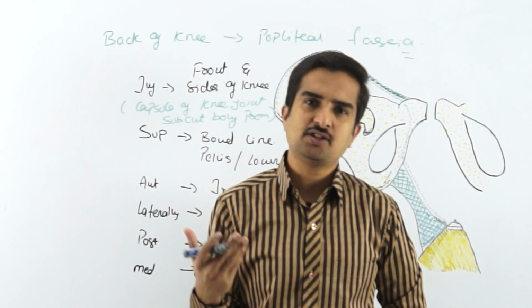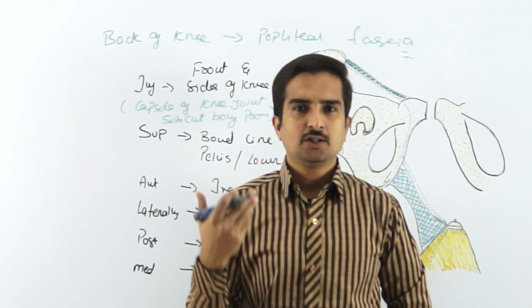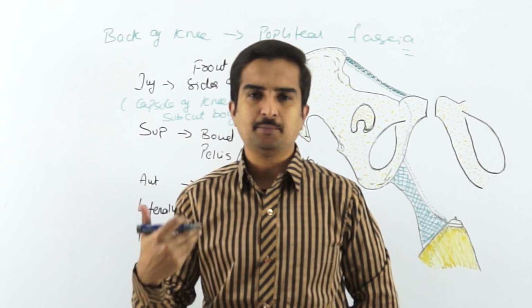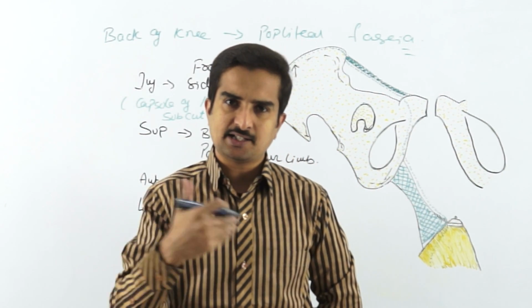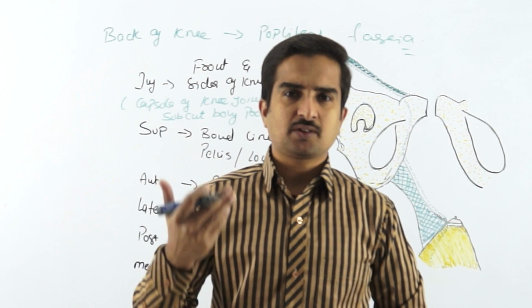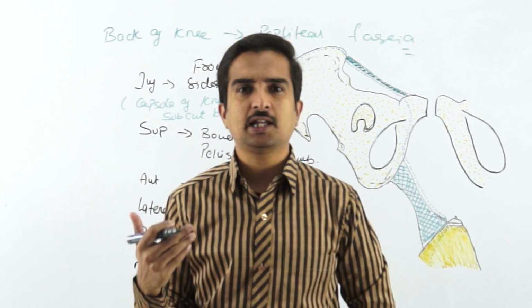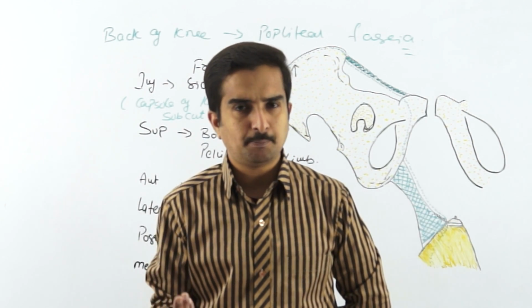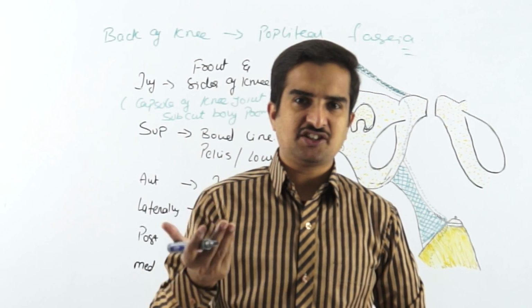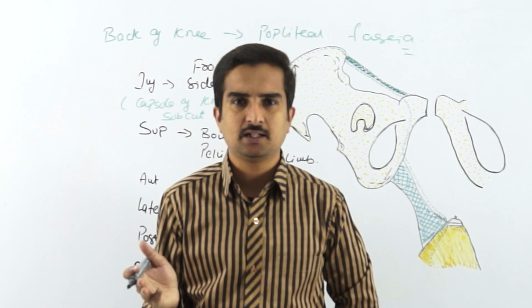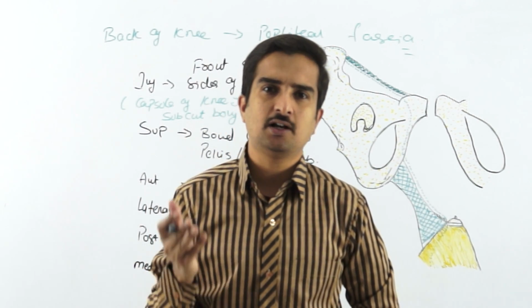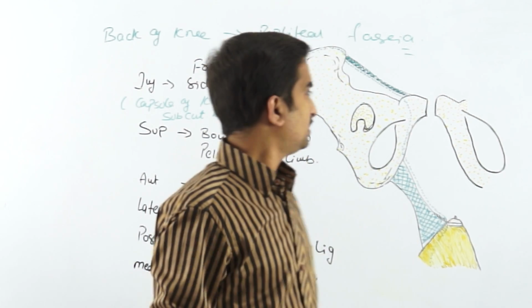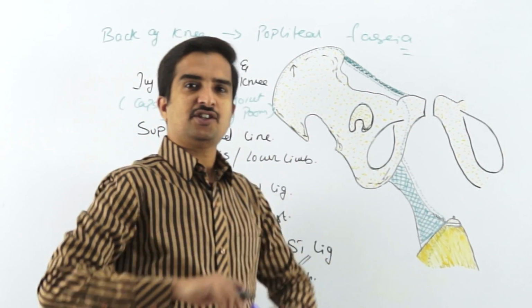Like that, the fascia lata extends from superior to inferior. From there it attaches to the front as well as sides of the knee. From there posteriorly it forms the popliteal fascia of the popliteal fossa. From there it extends downwards to the back of the leg to form the deep fascia of the back of the leg. So this is called the fascia lata.